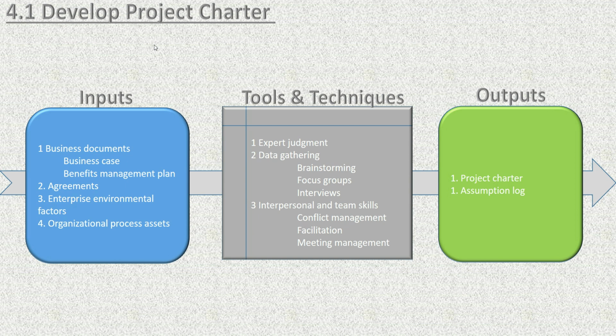Fine. So let's see what inputs are required while we are performing this particular process. The first point we have mentioned is the business documents. What kind of business documents do we need to start this process? We need the business case, and we need the benefit management plan. So what is a business case? The business case is a statement where, by going through it, you will understand why the organization is initiating this particular project.